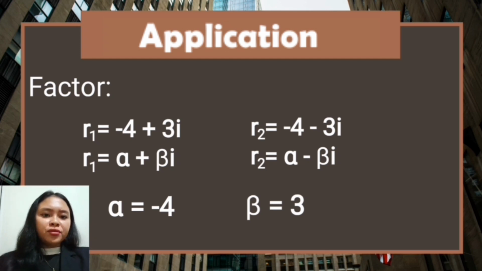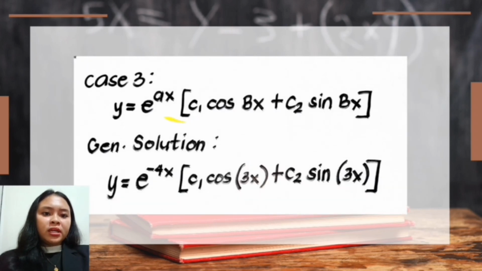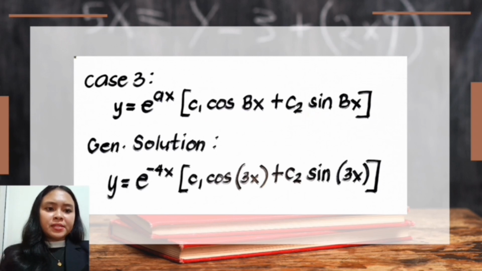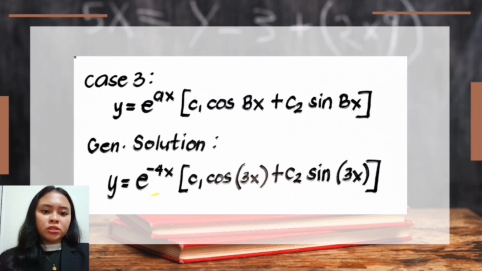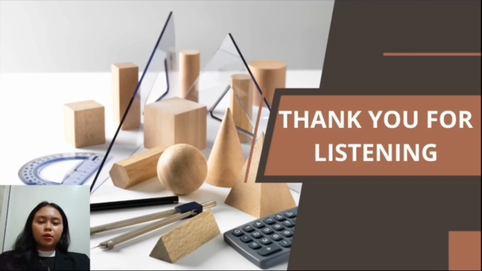Since we have two complex values of r, we will use case number 3, and this is the formula. y is equal to e to the power of alpha times x, times c sub 1 cosine beta x plus c sub 2 sine beta x. Substituting the values, our alpha is negative 4 and our beta is positive 3, so our general solution is y is equal to e to the power of negative 4x times c sub 1 cosine 3x plus c sub 2 sine 3x.